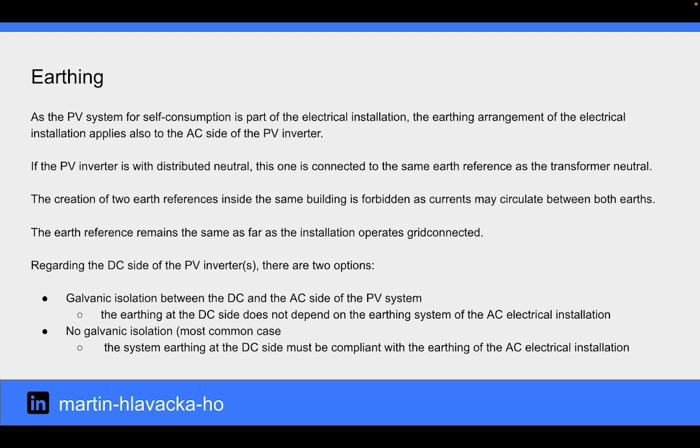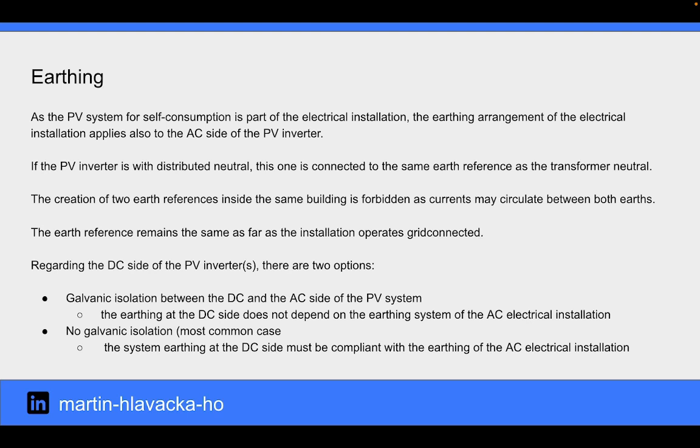As the PV system for self-consumption is part of the electrical installation, the earthing arrangement of the electrical installation applies also to the AC side of the PV inverter. If the PV inverter is with distributed neutral, this one is connected to the same earth reference as the transformer neutral. The creation of two earth references inside the same building is forbidden as currents may circulate between both earths. The earth reference remains the same as long as the installation operates grid connected.